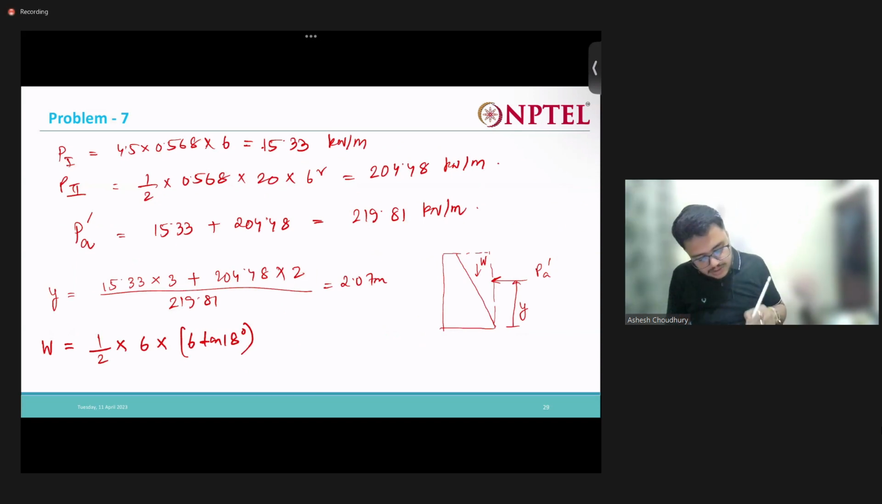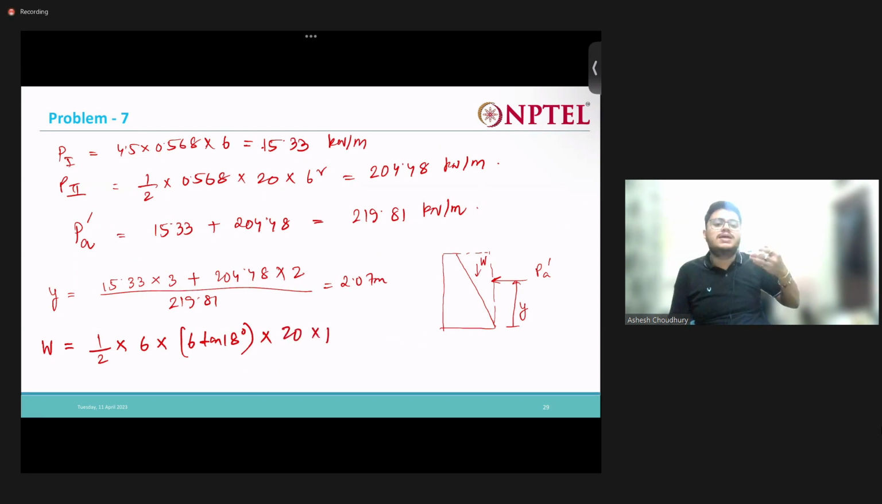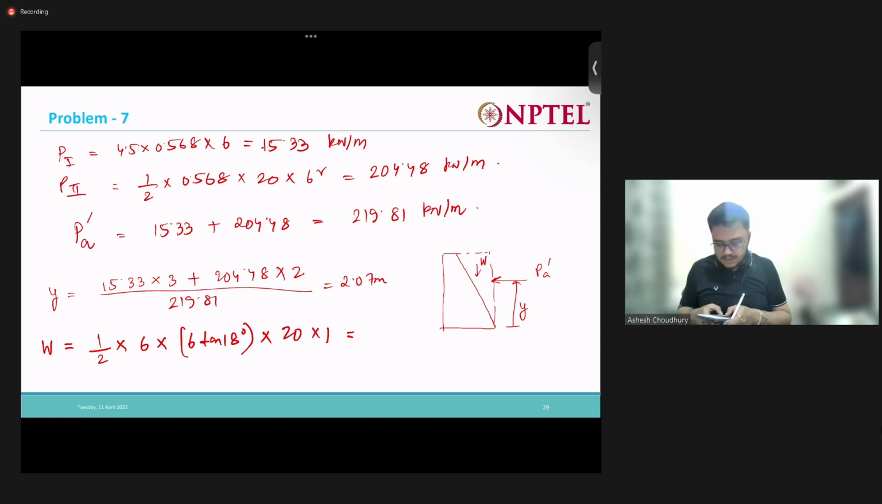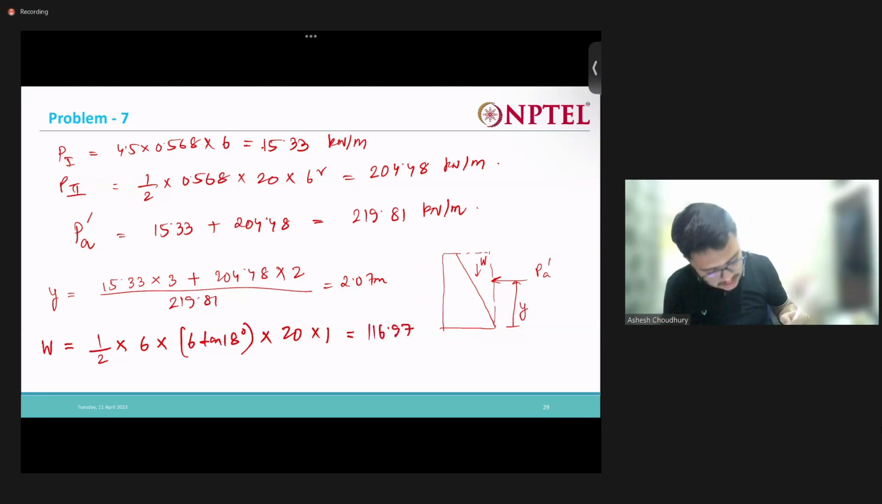So half into 6 into gamma, which is 20, into 1. I am taking width as 1, the per meter width, so the out-of-plane direction is 1. So what is my weight? Half into 6 into 6 tan 18 into 20, which is 116.97 kilonewton per meter.